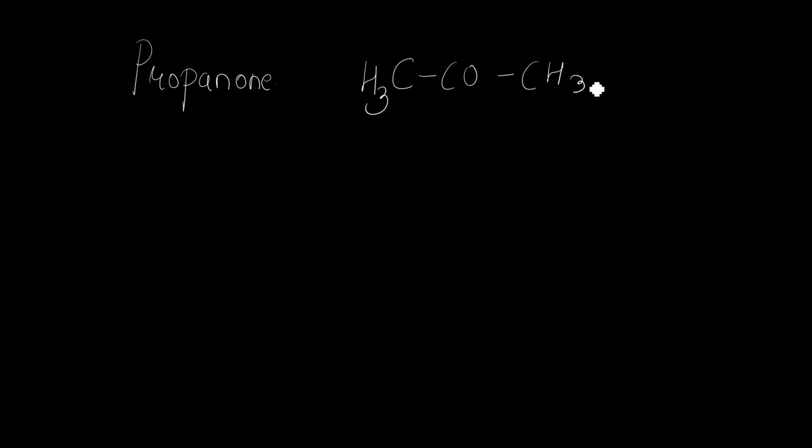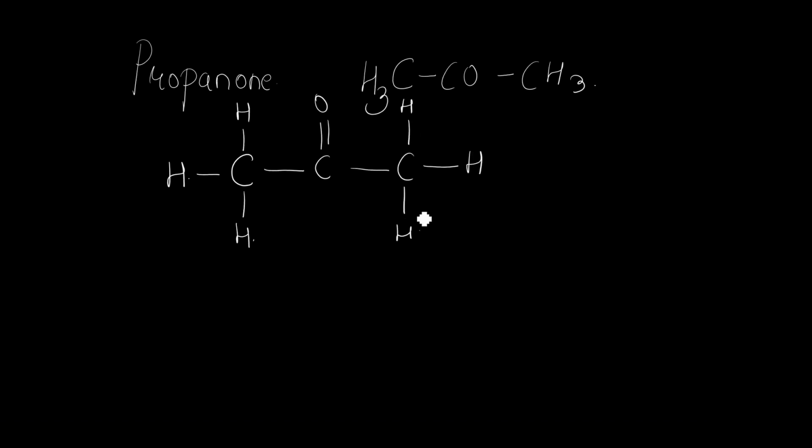Next example we will see is propanol. Let's see the electron dot structure for propanol. The formula is CH3COCH3. You can write the structural formula. If you write the structural formula, then it will be very easy for you to make the electron dot structure of propanol: CH3, C double bond O, CH3. Now let's make the electron dot structure of the propanol.